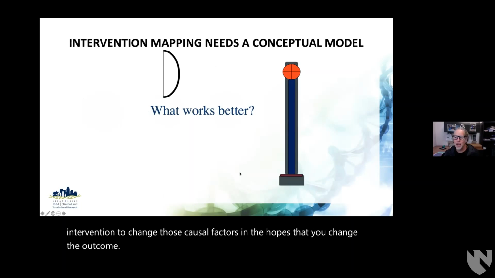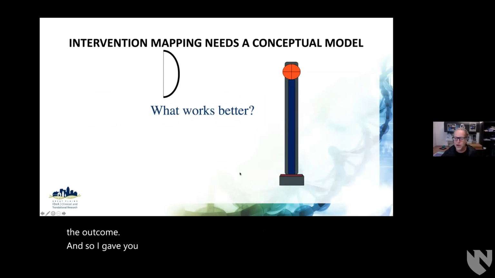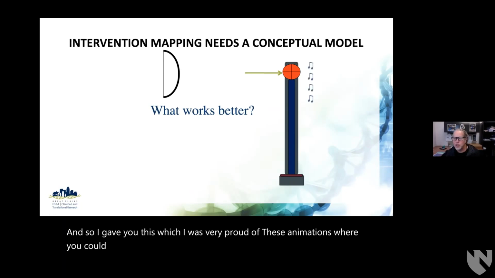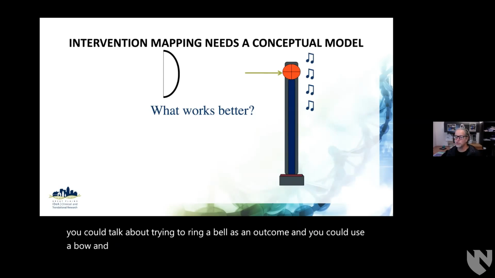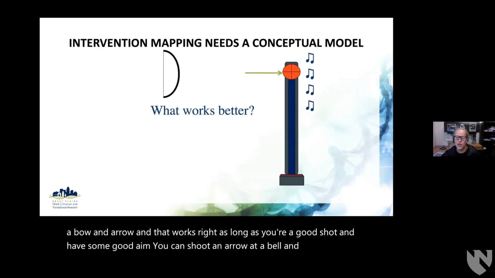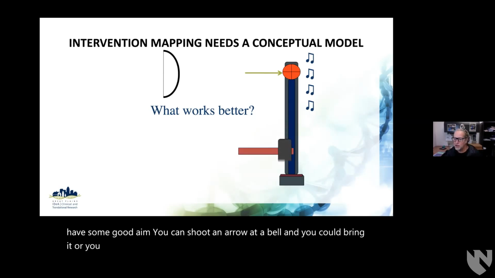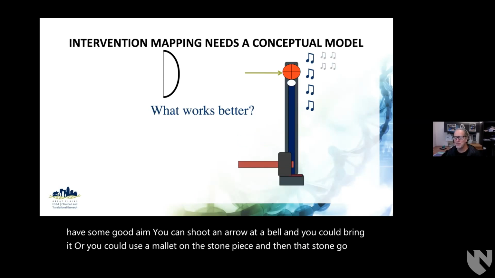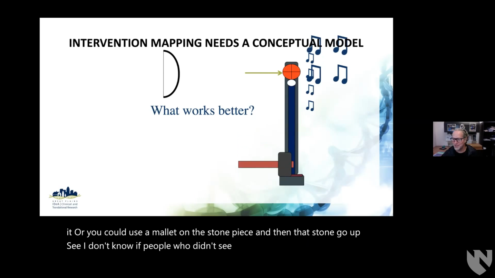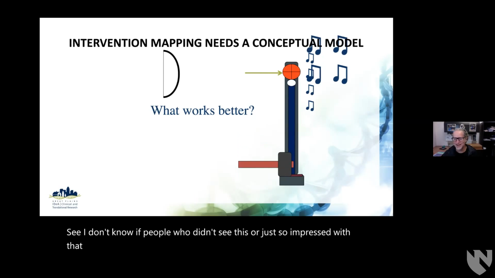And so I gave you these animations, which I was very proud of, where you could talk about trying to ring a bell as an outcome, and you could use a bow and arrow, and that works, right? As long as you're a good shot and have some good aim, you can shoot an arrow at a bell and ring it. Or you could use a mallet on the stone piece, and then that stone goes up. I don't know if people who didn't see this are just so impressed with that animation this week. It's good. I like seeing the smiles and the head nodding.